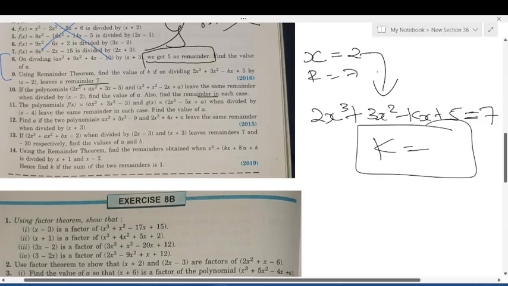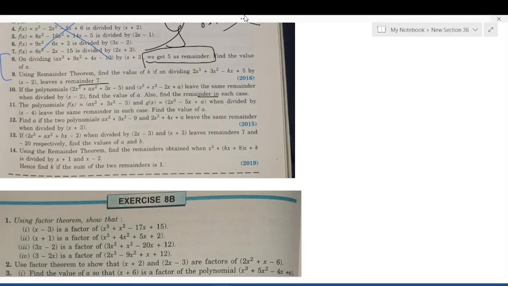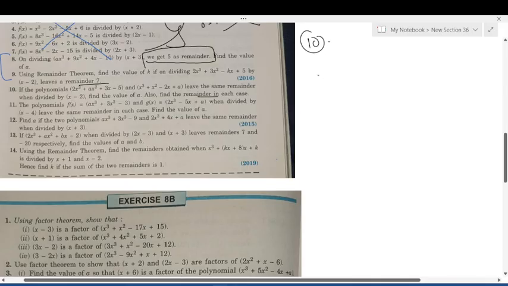Skip that. 10th question. If the polynomial, okay, in 10th question, how many equations are there? How many equations in 10th question? Response, students, how many equations are there? How many polynomials are there in 10th question? Two polynomials. For both the polynomials, what's the remainder? No, no, leaves the same remainder. Forget about remainder. When divided by how much? When divided by x minus 2. So there are two polynomials.